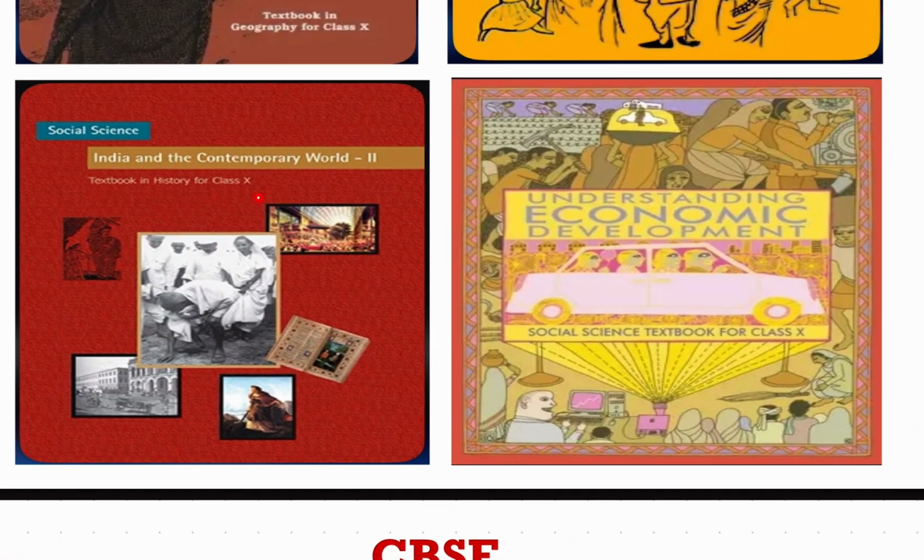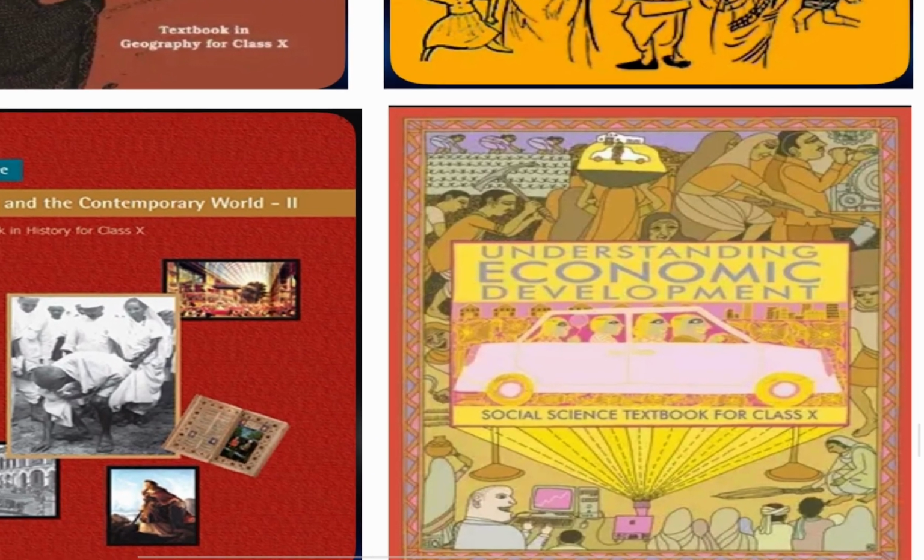This is the textbook in history for class 10th, India and the Contemporary World 2. Again, it is in continuation to the class 9th history. And coming to economics, the social science textbook for class 10th is Understanding Economic Development.